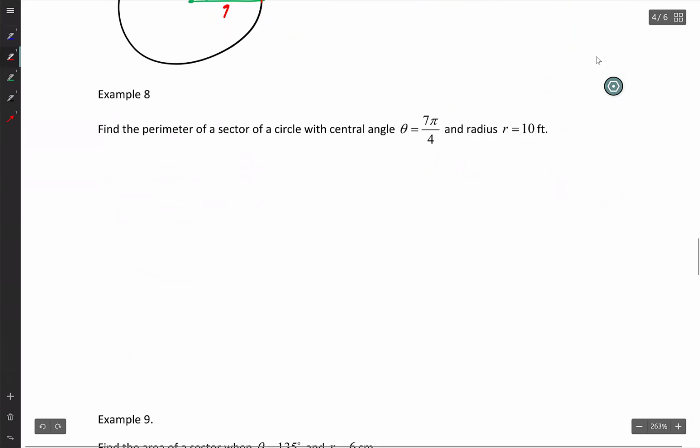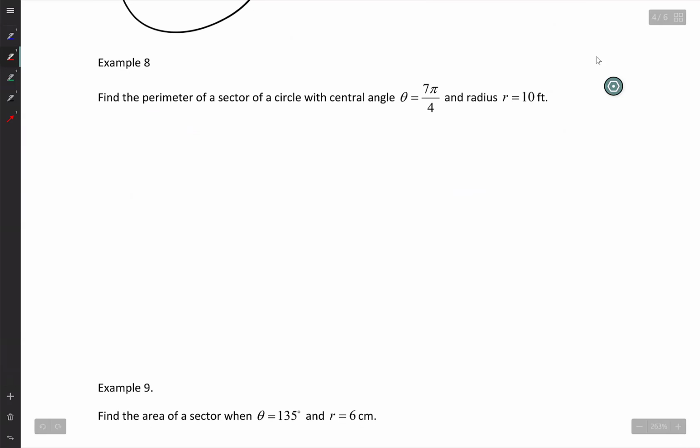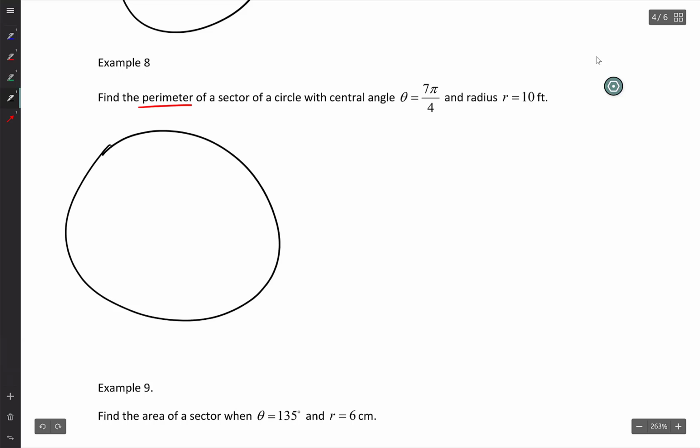Ooh, look at this one. This one's different. Find the perimeter of a sector of a circle with central angle 7 pi over 4 and radius 10. So this says the word perimeter, and that changes the game completely. Here's my circle. In the center, I'm revolving 7 pi over 4. So I'm going to be rotating all the way to right here. That is 7 pi over 4.